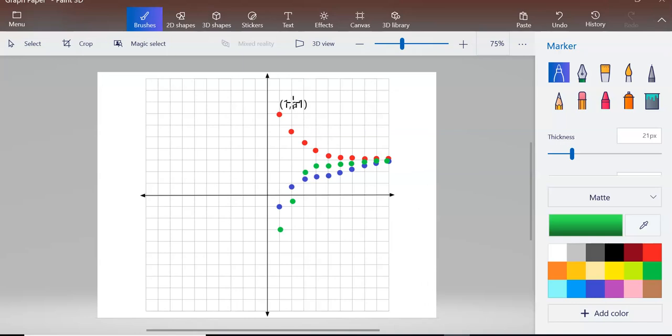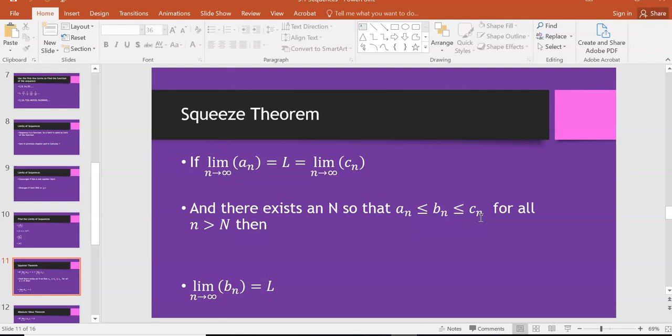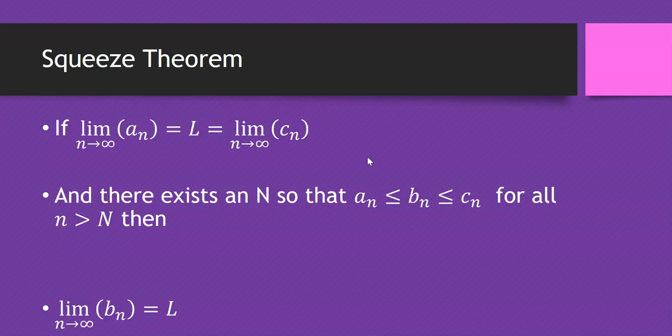Okay, and again, I think I screwed up because A should have been my lower sequence, the blue, and C should have been my upper sequence, the red, with the way I've done this. Yeah, C should have been the upper sequence, A should have been the lower sequence. But that's the squeeze theorem. And so the squeeze theorem should make sense.